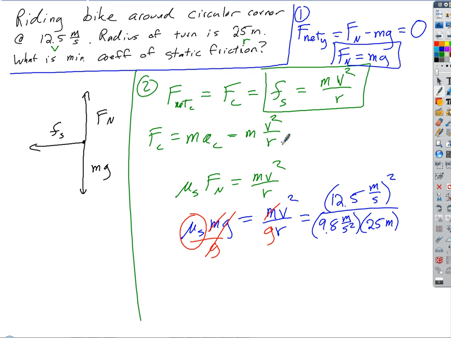Banking, you have to worry about. You know how, like what you were saying, if you want to turn, it doesn't want you to turn, it wants you to keep going straight. If it's angled, then it kind of forces you to go that way.